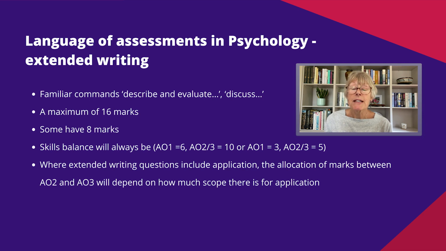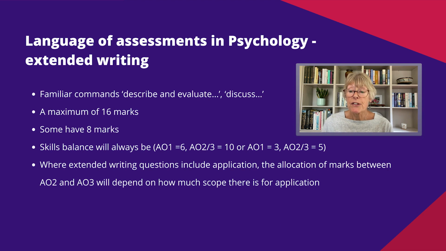At A-level, these questions are worth either 16 marks or 8 marks, with a skills balance of 6 AO1 and 10 AO3, or 3-5 for a shorter extended writing question.